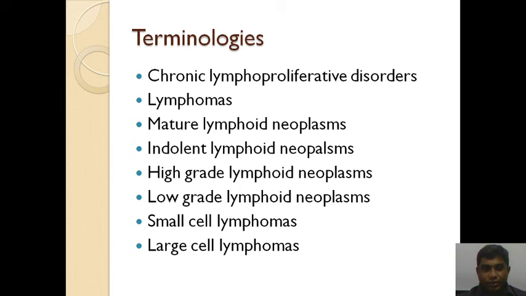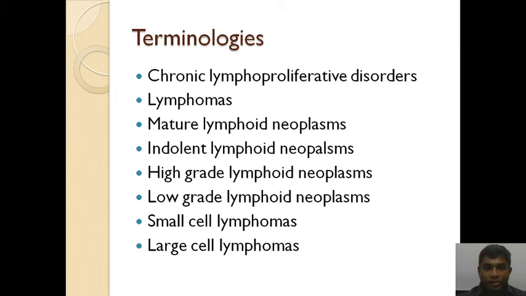Chronic lymphoproliferative disorders, lymphomas, mature lymphoid neoplasms, indolent lymphoid neoplasms, high-grade and low-grade lymphoid neoplasms, small cell lymphomas, large cell lymphomas. So people use different terminologies. These are an interrelated group of disorders. All of these are neoplasms arising from mature lymphoid cells.